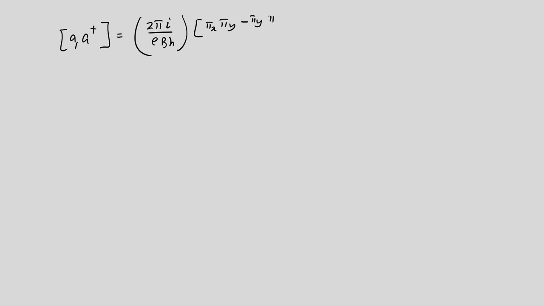If you simplify that a little, you get the commutator of a and a dagger as 2 pi i by eBħ times pi x pi y minus pi y pi x. Now these are simple things you should be able to do, and this is nothing but i by eBħ times the commutator of pi x and pi y. So a and a dagger do not commute, of course, which we know, and the commutation is expressed in terms of the commutator of pi x and pi y.